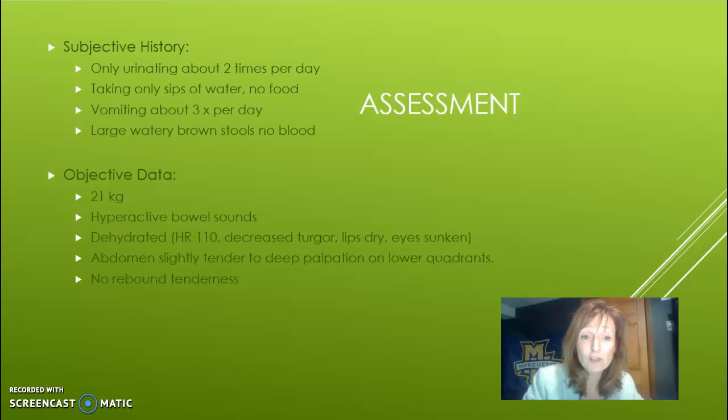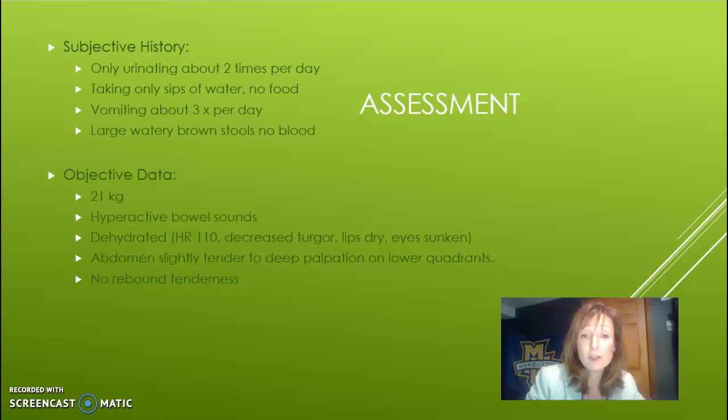Objective data. Child is 21 kilograms, hyperactive bowel sounds. So why would the bowel sounds be hyperactive? Well, think of what diarrhea is. Diarrhea is moving the stool through the bowels at a fast pace. And the bowel sounds are the peristalsis, or moving the stool. So it's moving it really fast for some reason. So you're going to hear a lot of gurgling when you listen with your stethoscope.